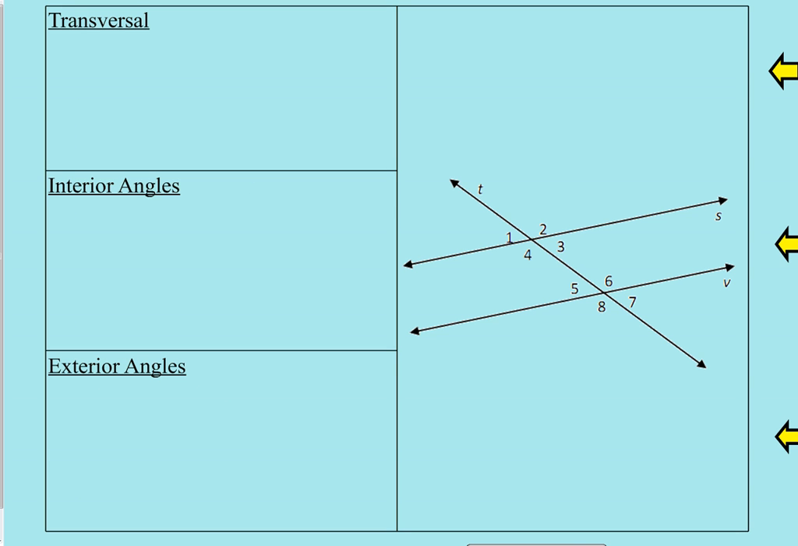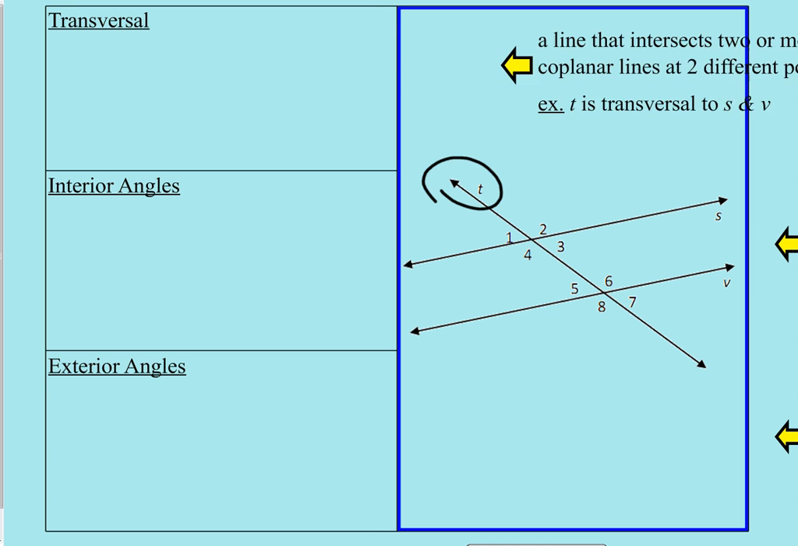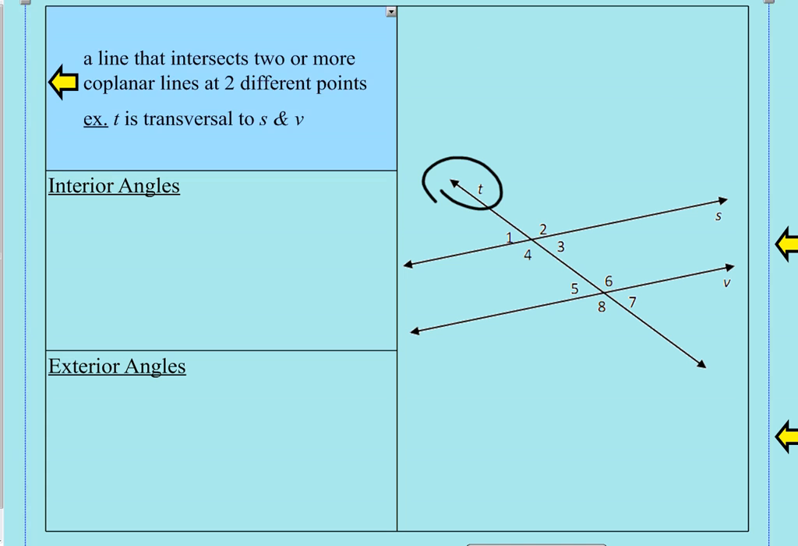A transversal, most of the time you're going to see it marked by the letter T. A transversal is exactly what it sounds like. It is a line that intersects two or more coplanar lines at two different points. So T is transversal to S and V in this situation. So that is a transversal.